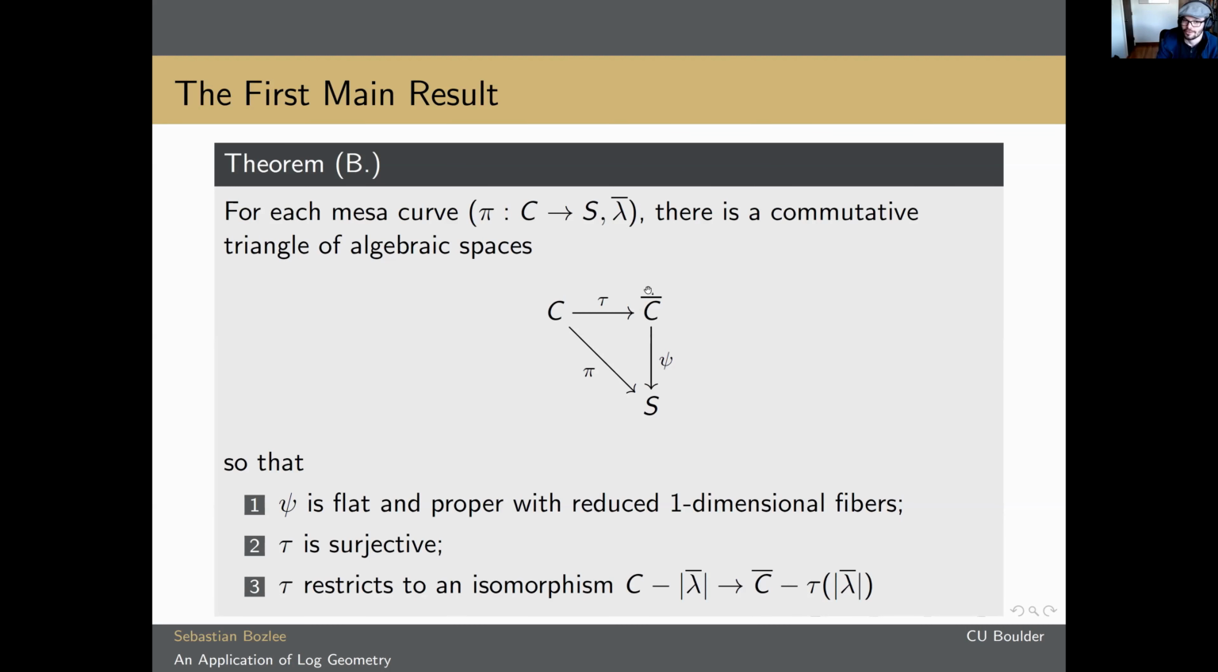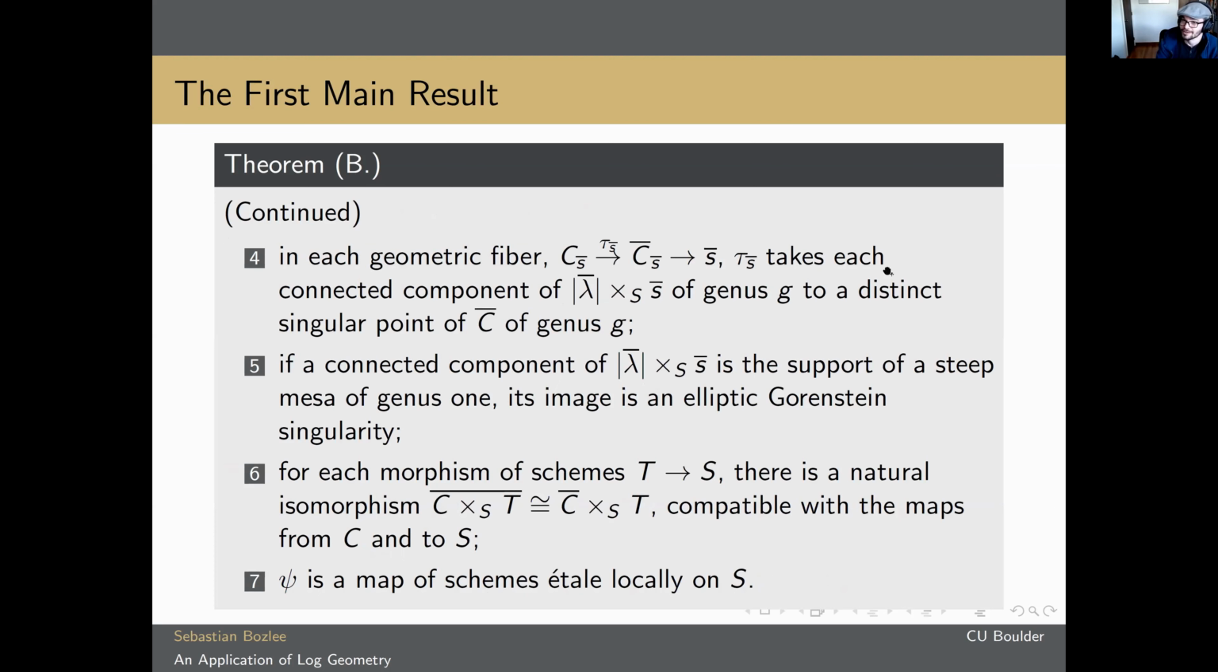Next, tau is surjective. There's nothing in this new family of curves that we've missed. And it leaves the non-contractive stuff alone. So if we look away from the support of our mesa, we've left that alone. In each geometric fiber, we actually have collapsed the things that we want to collapse. So each connected component of the support in that fiber of genus g gets collapsed to a singularity of genus g. And then in a particular case, when we have a particular shape, I know the kind of singularity that comes out. It's going to be an elliptic Ornstein singularity, the kind of singularity we saw in Smyth's modular spaces.